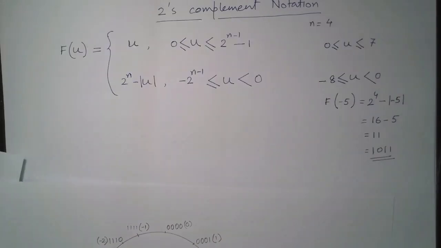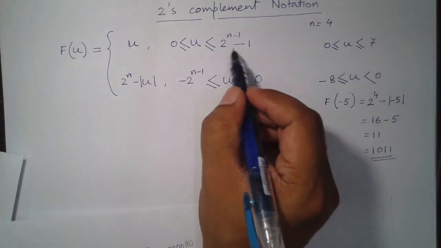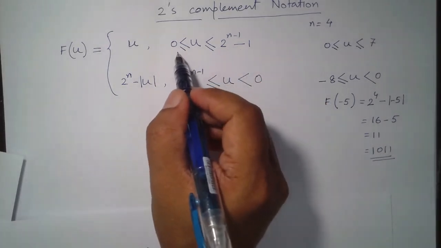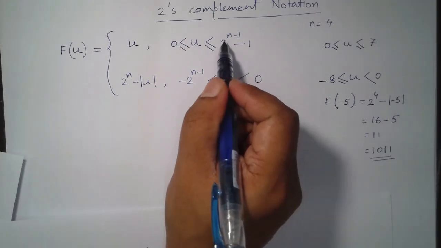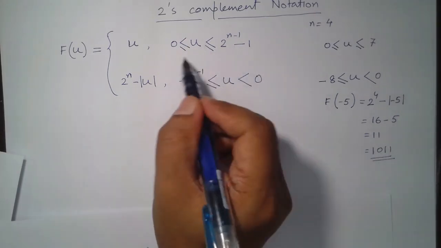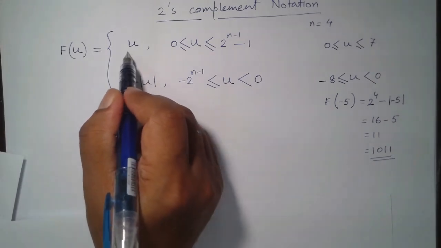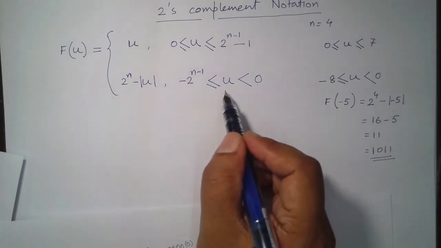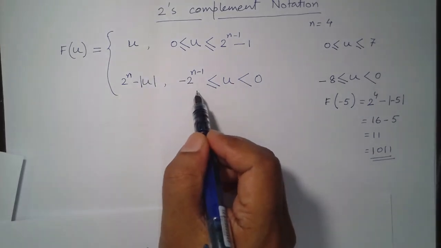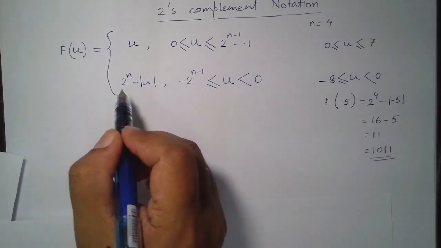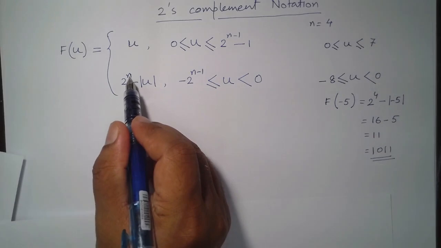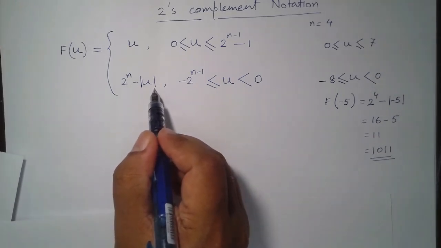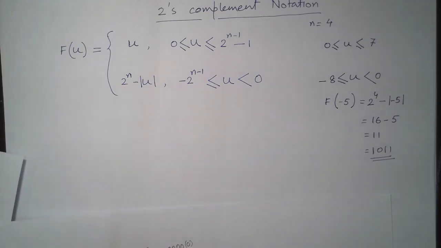So now we are formally defining what is a 2's complement system. We are saying that if the number is a positive number lying between 0 and 2 to the power n minus 1 minus 1 all inclusive, then this number will be represented directly in its binary form. All right. If the number is a negative number, then the number will be represented by the binary form of 2 to the power n minus the modulo, basically the absolute value of u. All right.